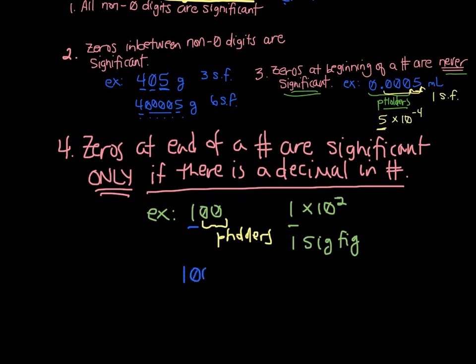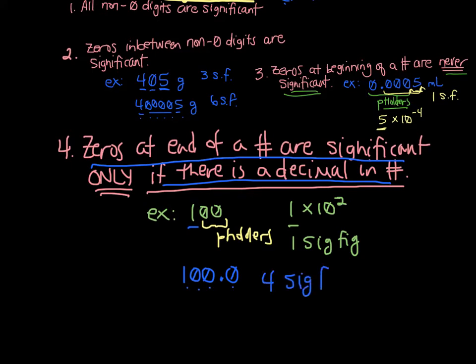Well, what if I made the number like this? So now there's a decimal in that number, which means that because there's a decimal in the number, those zeros at the end are significant. So that means I've got 1, 2, 3, 4 sig figs in this number. Hopefully you realize that this number and this number have varying levels of accuracy or precision because whatever made those measurements measured to different decimal places. If you don't understand that, that's fine. I just need you to understand the rule that zeros at the end of a number are significant only if there is a decimal in the number.